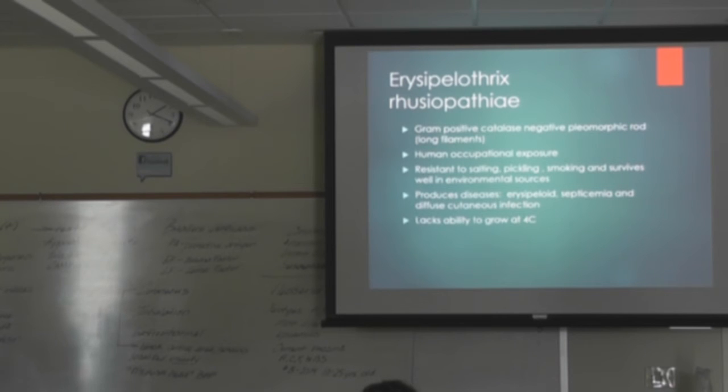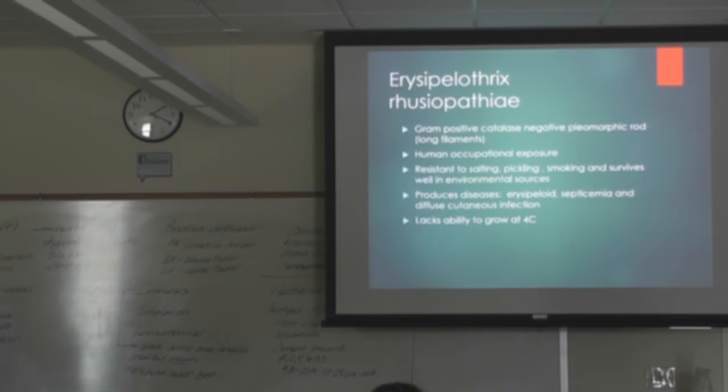Good God, I just forgot how to pronounce this again. Erysipelothrix rhusiopathiae, I think. Did I say that right? We were actually in the office listening to people pronounce this, because I was like, how the hell do you say this? Okay. Gram-positive, catalase negative, okay? Pleomorphic rod, it has long filaments, which is usually a telltale sign when you're looking at this, the long filaments. Human occupational exposure.